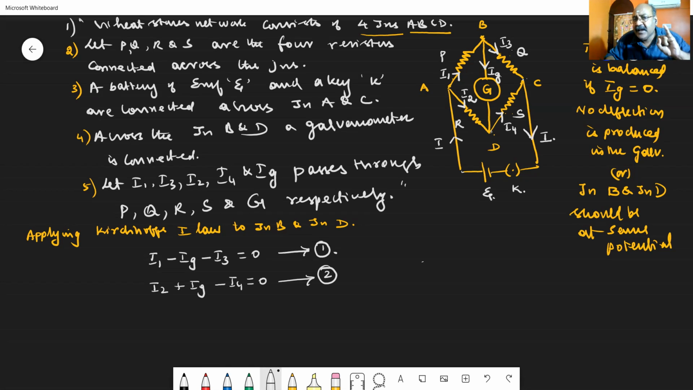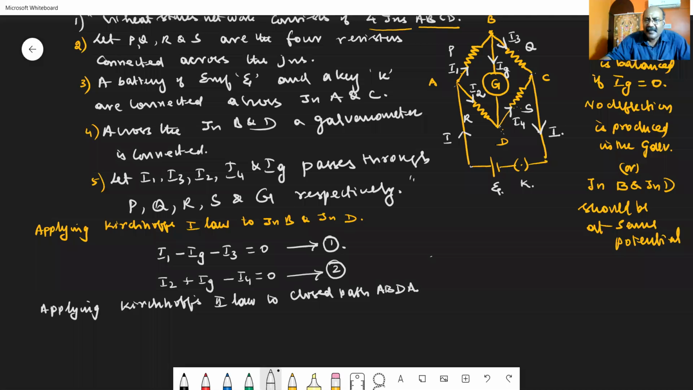So, plus I2, IG is flowing towards the junction, plus IG, and I4 is flowing away from the junction. So, minus I4 equal to 0.